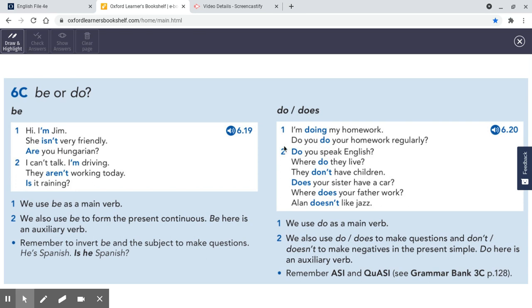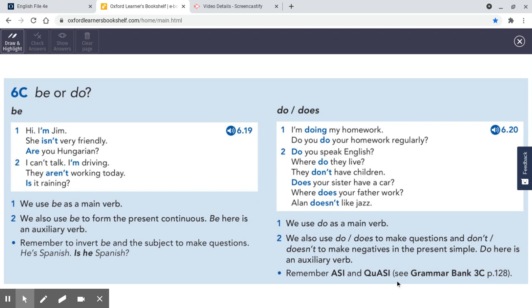So, when do you do your homework? What time do you do your homework? Do you do your homework? Do you do all of your homework? I hope so, or I'm talking to myself. But we can also use it to make questions and don't to make negatives in the present simple. This is now an auxiliary verb. It's just helping us to say no or to ask a question.